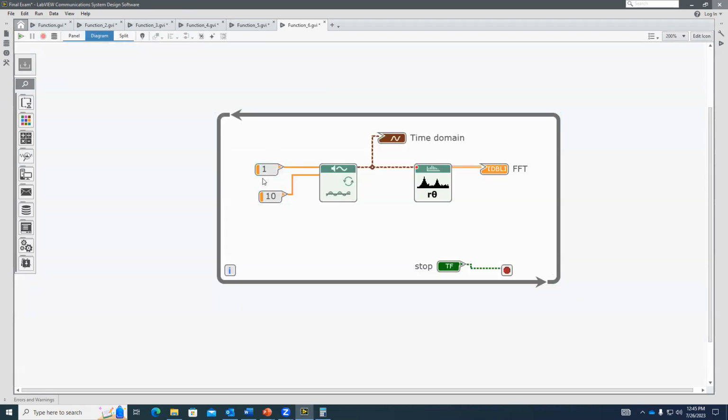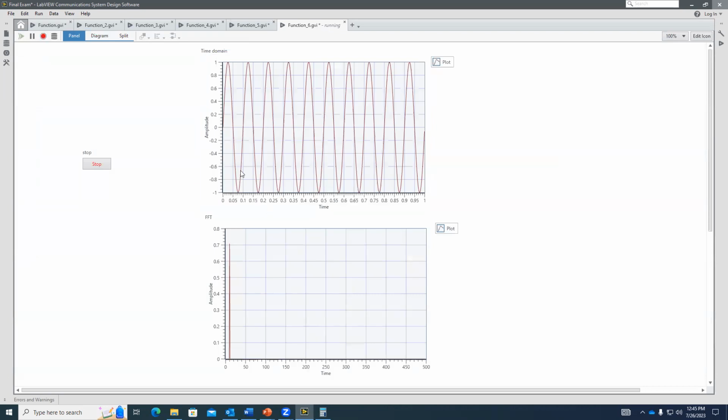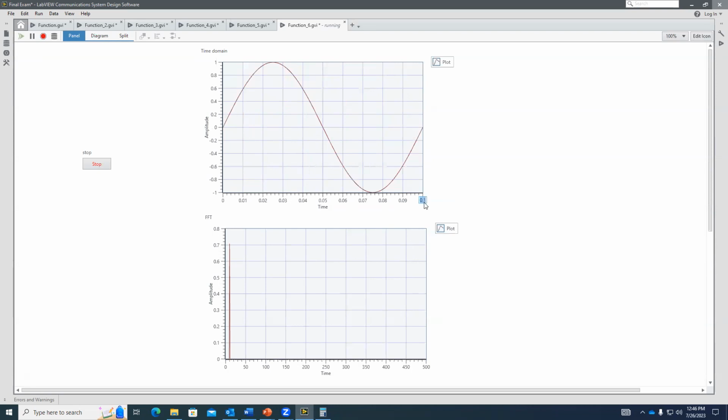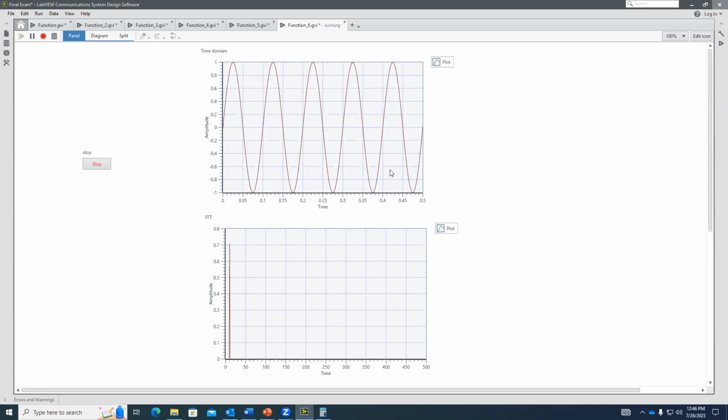Because you have already given the constant amplitude and frequency, you will run. You will see that this is your time domain graph. If you want to see it clearly, you should make auto scale. Right click on the scale, auto scale, 0.1. Only one cycle. If you make 0.5, you will have 5 cycles, 1, 2, 3, 4, 5. If you make it 1, you will get 10 cycles because the frequency is 10.